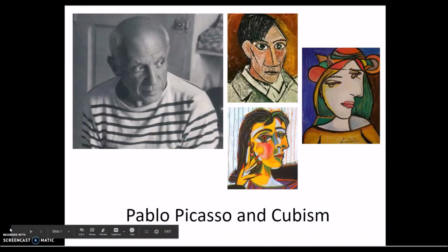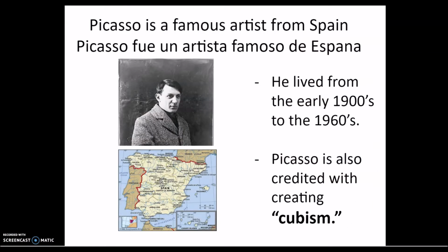Pablo Picasso and Cubism. Pablo Picasso is a famous artist from Spain. He lived from the early 1900s to the 1960s. Picasso is also credited with creating a new type of art called Cubism.